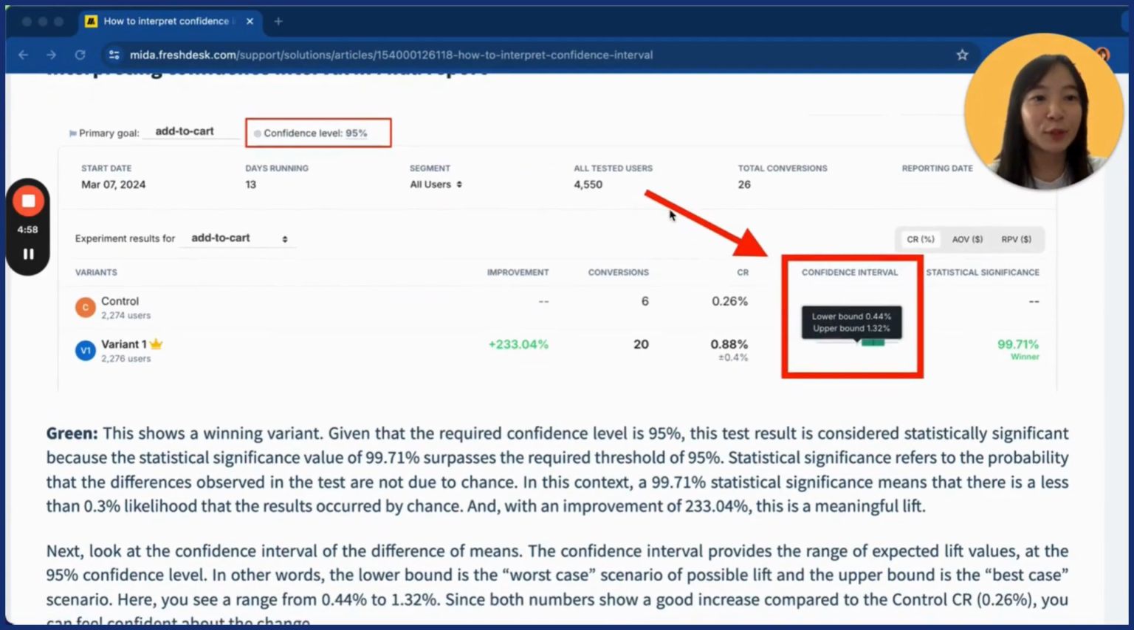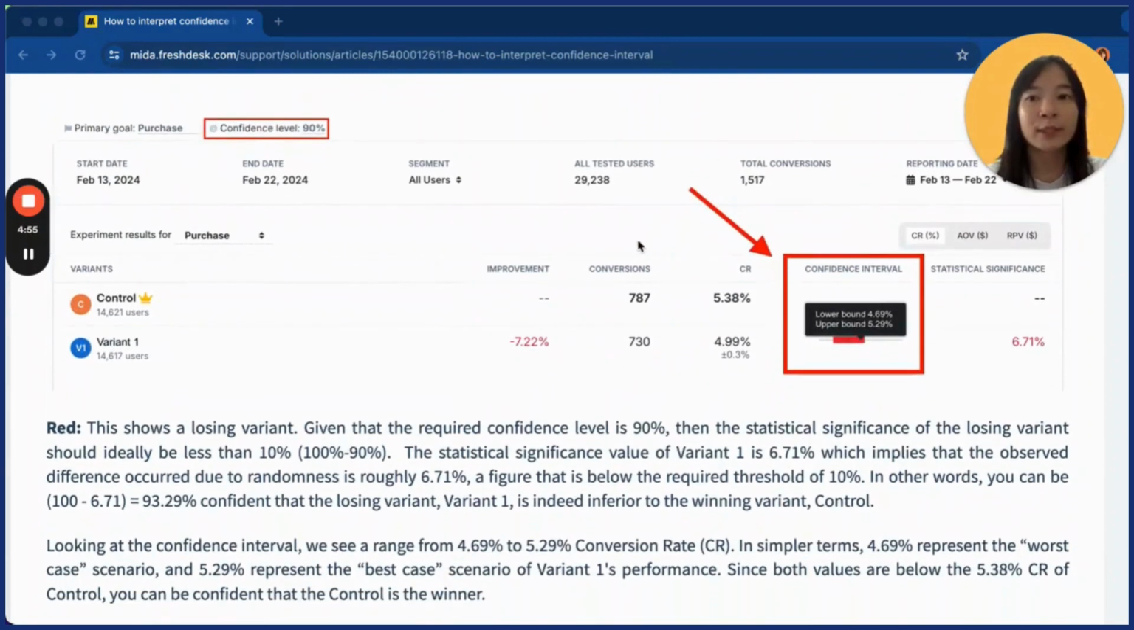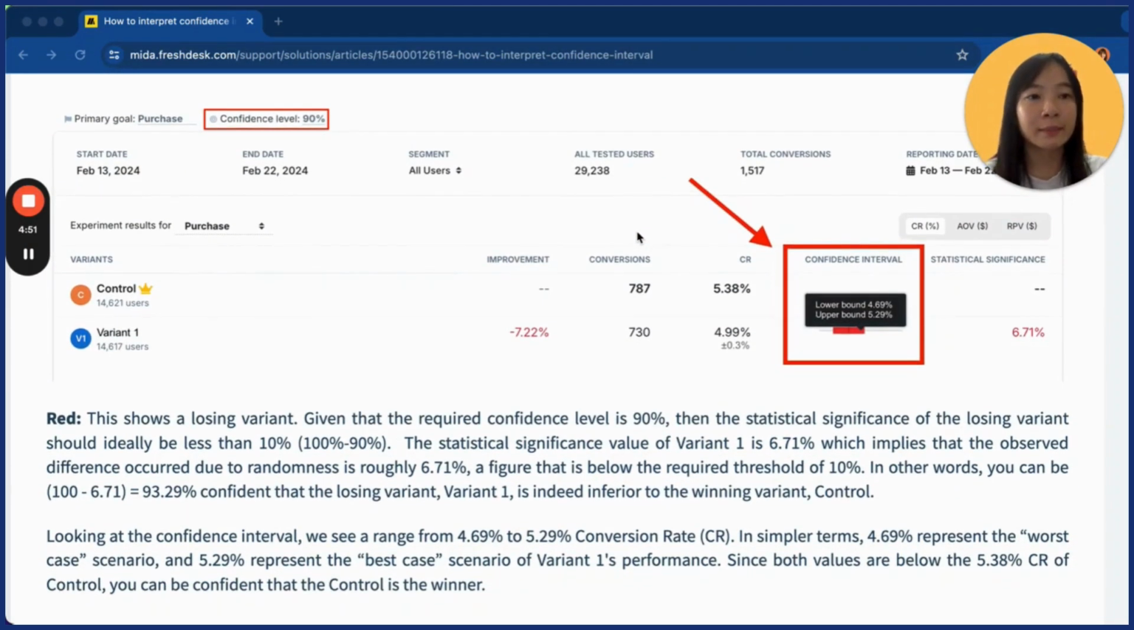All right, now let's move on to another example of confidence interval where you see a different color, right? The earlier example shows you a green color confidence interval, which means that it is a winning variant. On the other hand, when you see a red color confidence interval, this means that it is a losing variant, right? And again, when we look at the range of the confidence interval, we see that for variant 1, in the worst case scenario you get a 4.69% conversion rate, and even in the best case scenario, variant 1 has a 5.29% conversion rate, which is still below the original control group conversion rate of 5.38%. So this is why variant 1 is a losing variant.